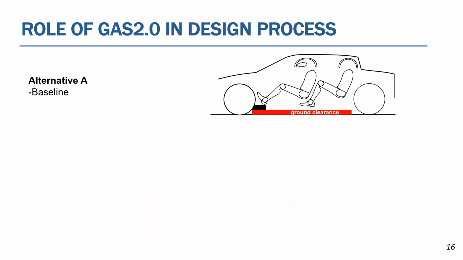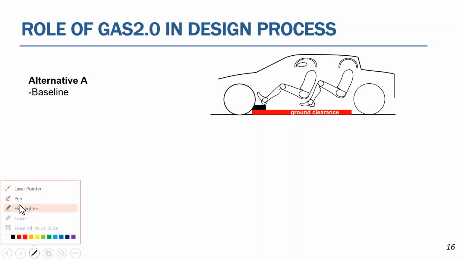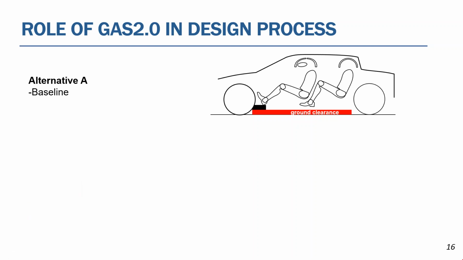And the way I'd like to talk about this is by taking an example. So here's an example design that already exists, call it alternative A. So here we're focusing on this area, where we know our longitudinal structure has to snake underneath the occupant's feet, but above the ground clearance line.